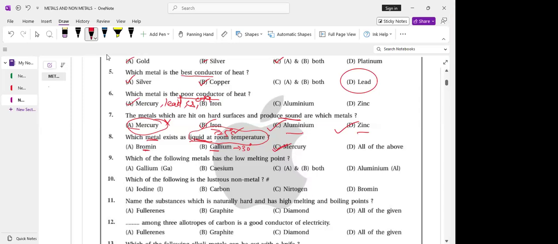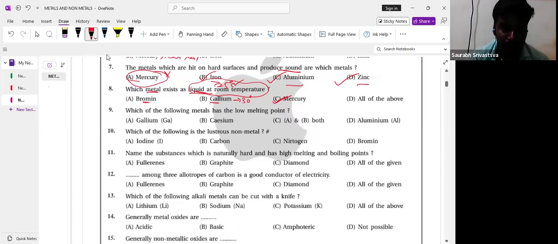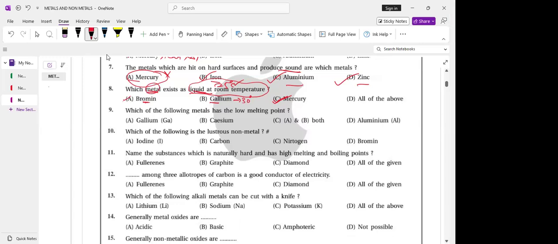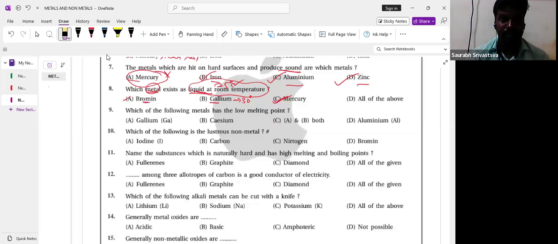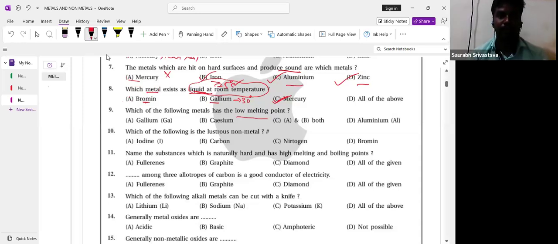Understand? Yes, sir. Next one, if instead of metal they had given non-metal, you need to select only bromine. You should not choose other elements. And which of the following metals has a low melting point? Low melting point means you know that cesium and gallium have a low melting point. Even mercury also has a low melting point. So the answer is A and B both.